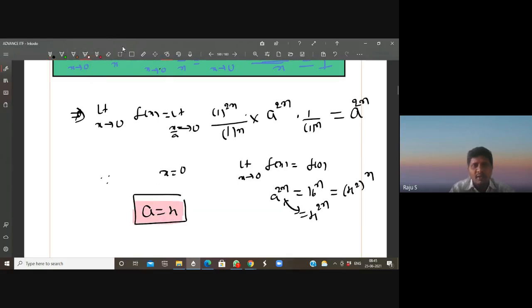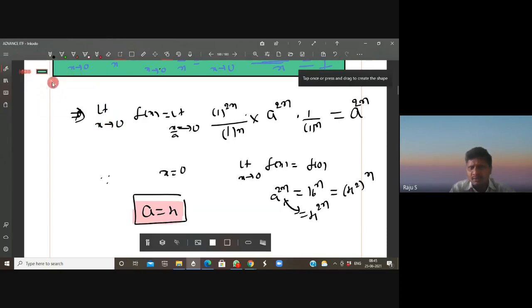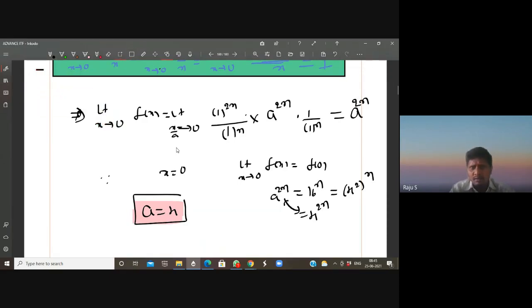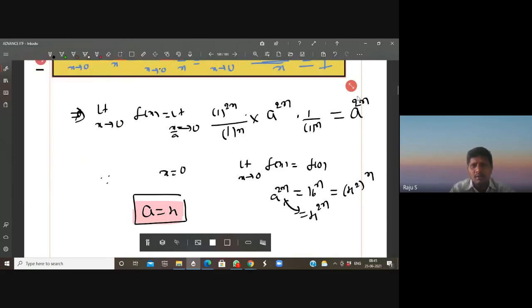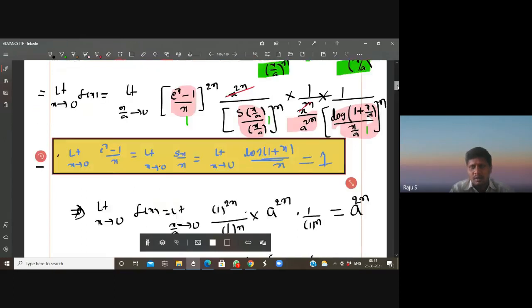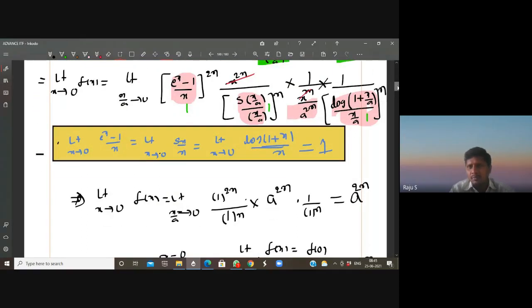What is the answer finally? A value is, yes. Any doubts here? Only a few questions are there like this. Actually, what is the procedure here?